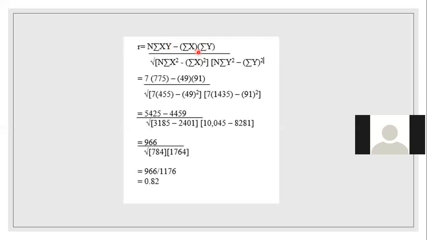So this formula, if you break it up into its respective parts, it's actually very easy to remember. At the top, you have the xy. So it's n times the sum of xy minus the sum of x times the sum of y. And at the bottom, you have the x's and then you have the y's. So it's n times the sum of x squared minus the sum of x, squared, times n times the sum of y squared minus the sum of y, squared. So in its respective parts, it's a pretty easy formula to remember.